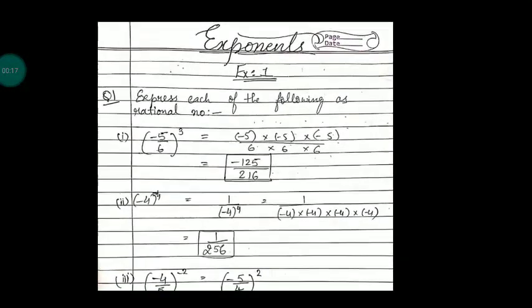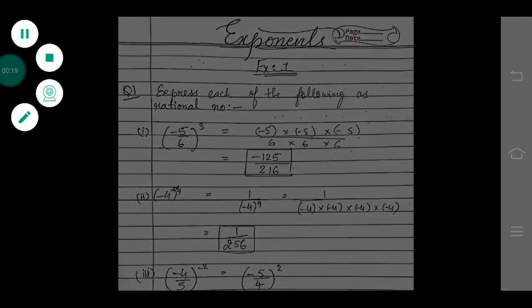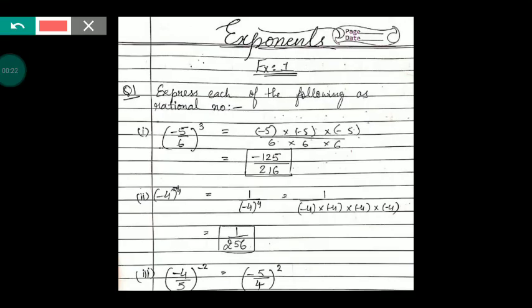What is an exponent? When we say exponent, powers come to mind, that is 2 raised to 3. Here 2 is the base and 3 is the power. You can read it as either 2 raised to 3 or 2 cube, and it is an exponential form. The answer to 2 raised to 3 means 2 is multiplied 3 times: 2 into 2 into 2, that is 8.